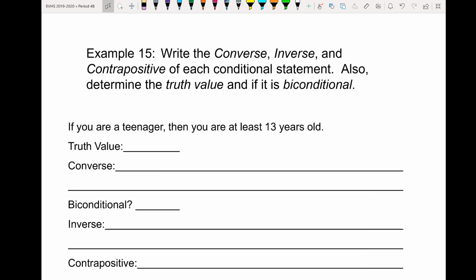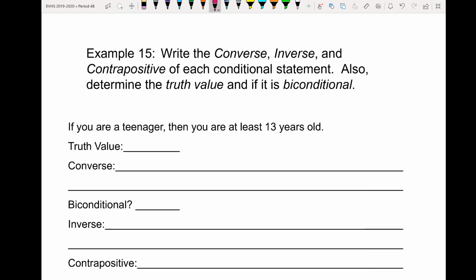Okay. A few more examples here, and then we're done. Here we're going to be writing the converse, inverse, and contrapositive, and also determining whether or not it's a biconditional. First off, if you are a teenager, then you are at least 13 years old. True or false? I heard one person say false. Can you give me a counterexample?